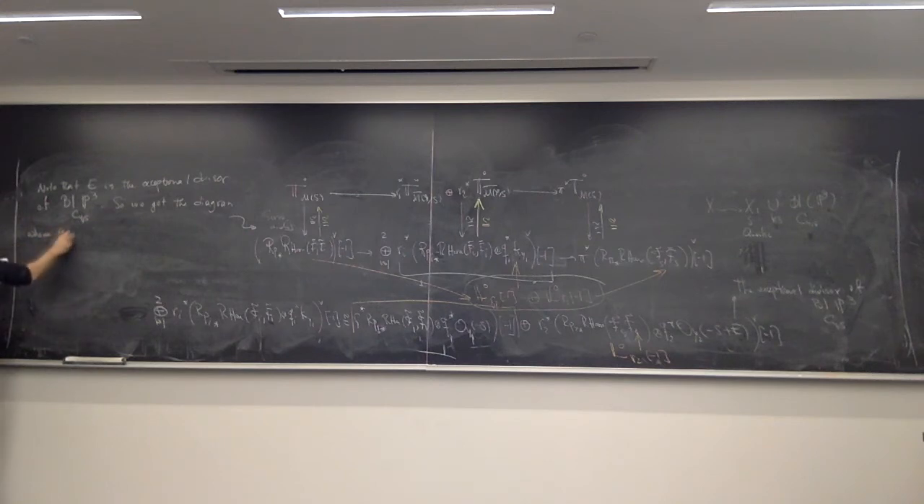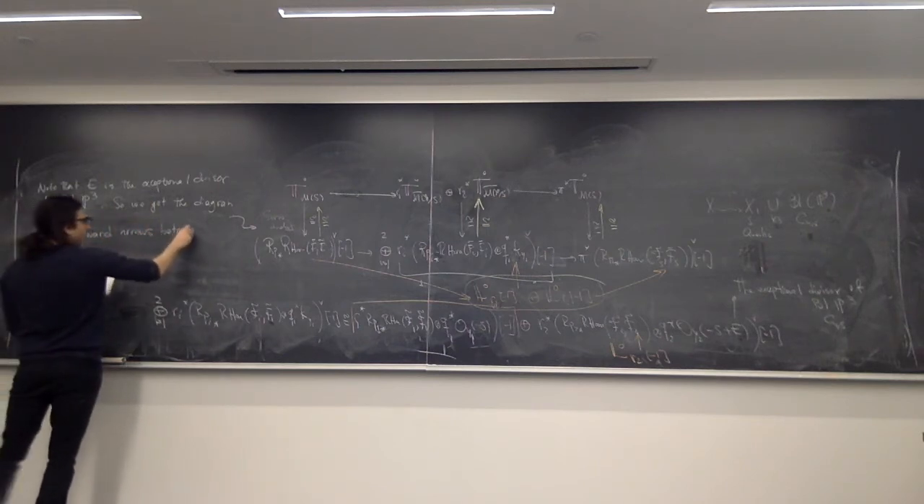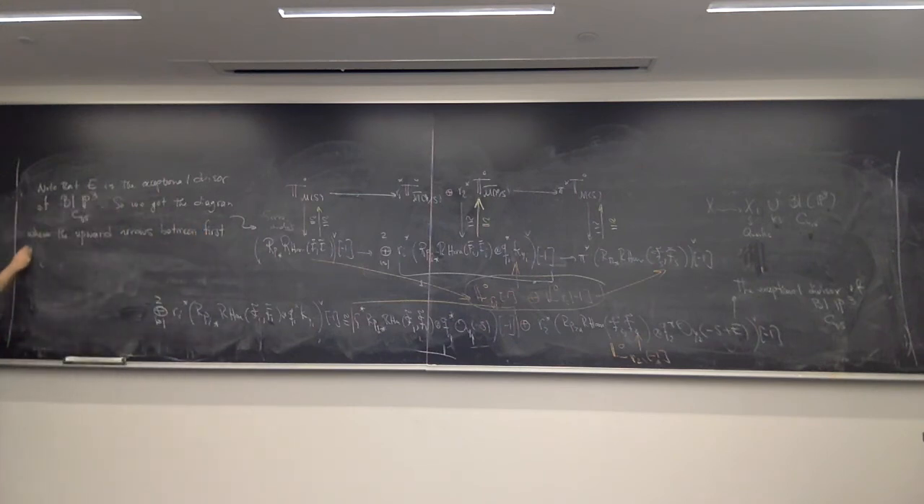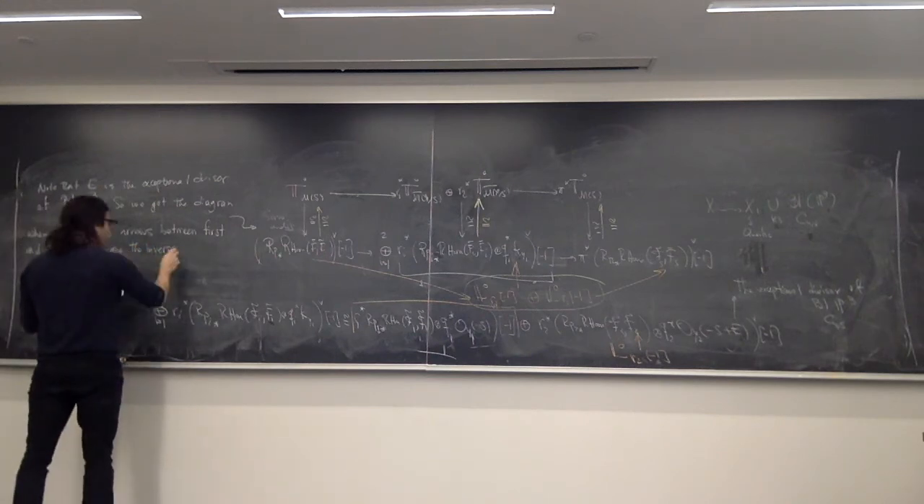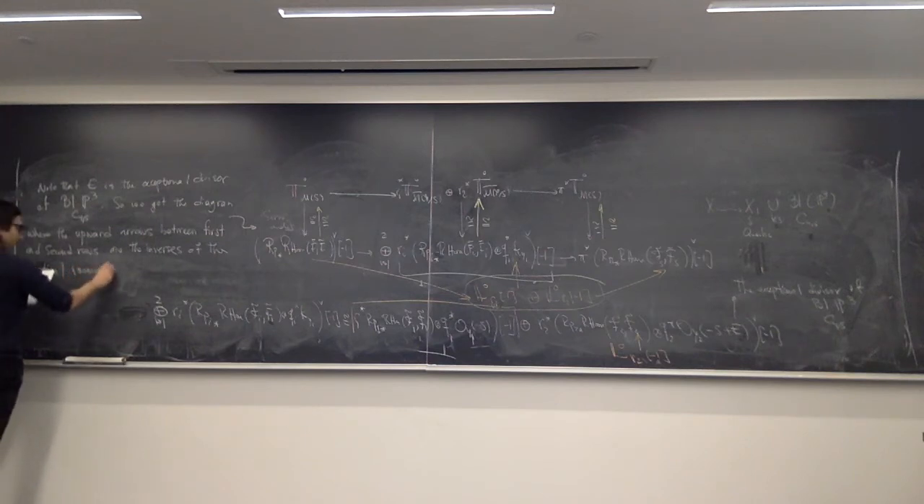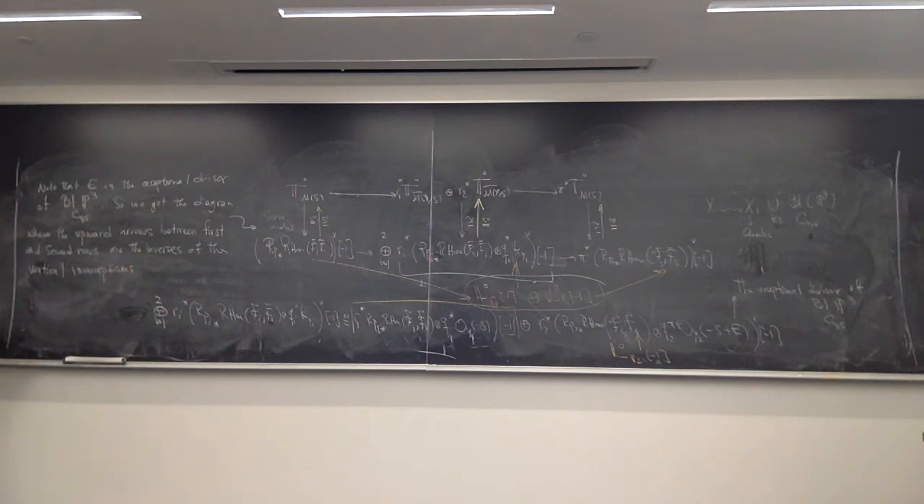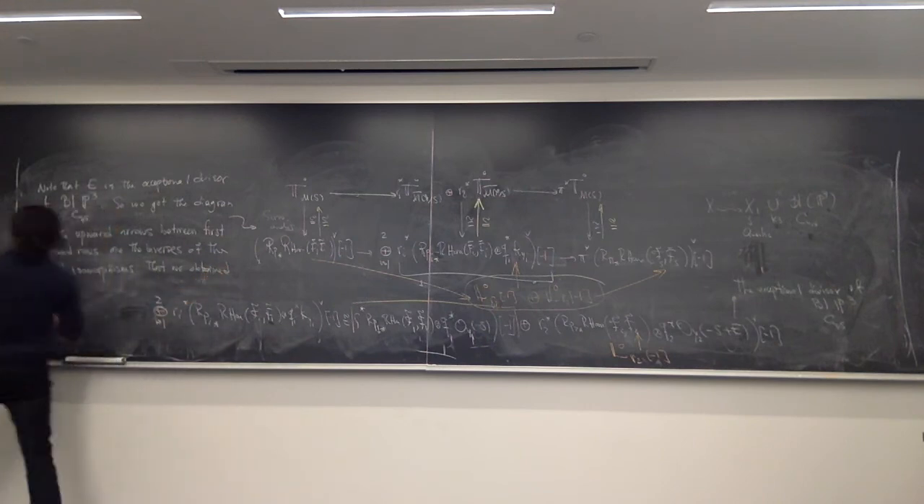the upward arrows between first and second rows are the inverses of the vertical maps, vertical isomorphisms that we had before, that we obtained by Serre duality.